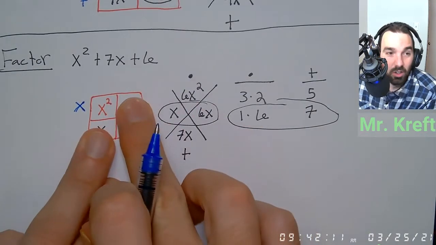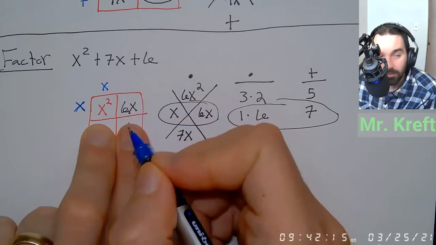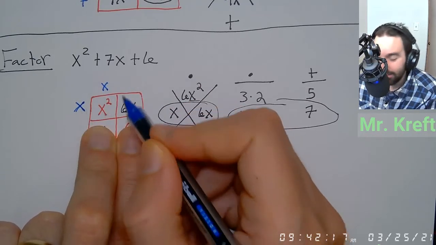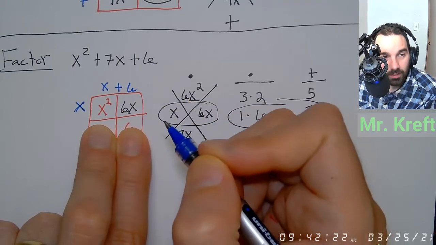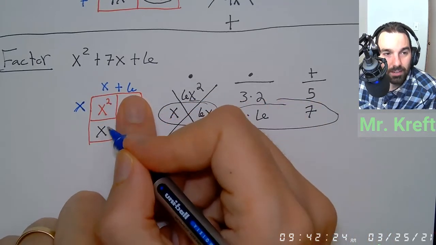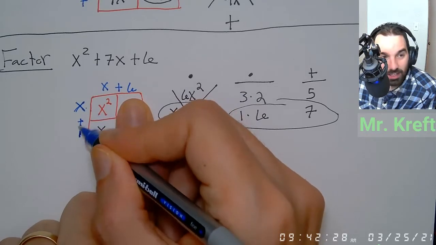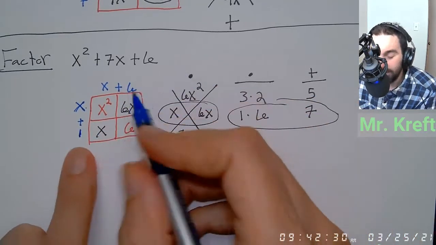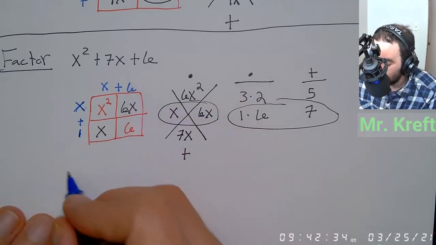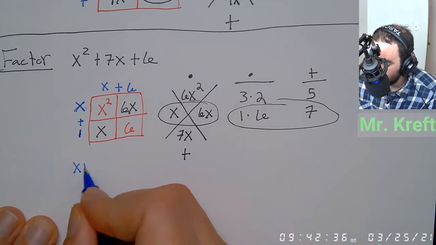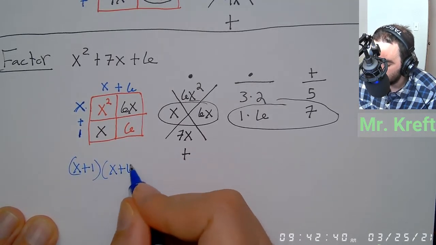So then I think, okay, what times x gives me x squared? And that's x. And then I think, what times x gives me 6x? Well, that's a positive 6. And then I think, what times x gives me x? Remember, 1 is a number, so we can use that. It's just x plus 1. And then let's double check. 6 times 1 is 6. So my answer is x plus 1. And again, the order doesn't matter. And x plus 6.